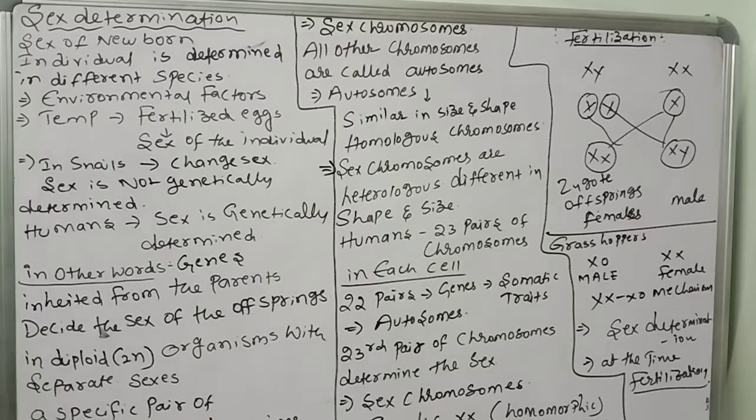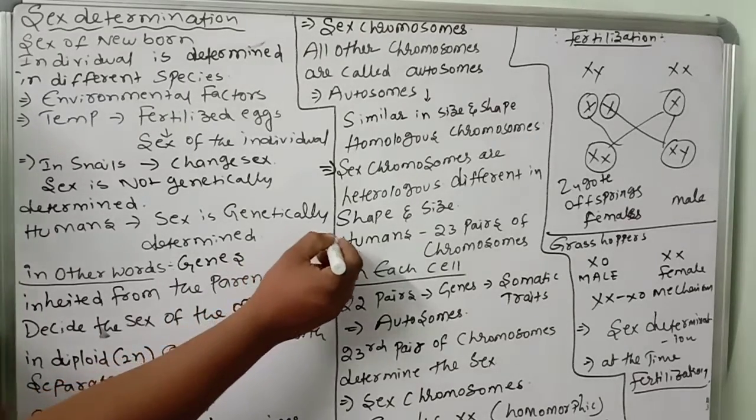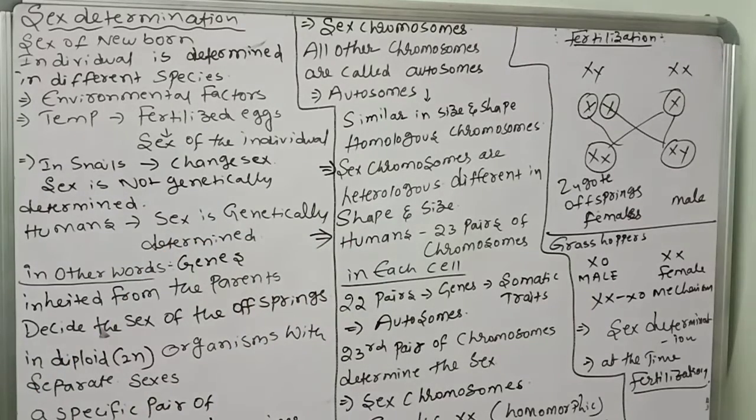In humans, there will be 23 pairs of chromosomes in each cell. So, 22 pairs of chromosomes carry the somatic, general characters; they are called autosomes. But the 23rd pair, the extra pair, determines the sex. That is the most important. That's only XY. So XY chromosomes will determine the sex of the offsprings. That's why they are called sex chromosomes.